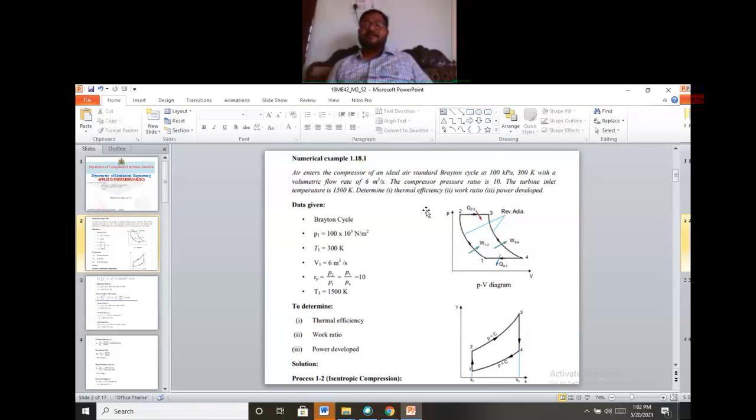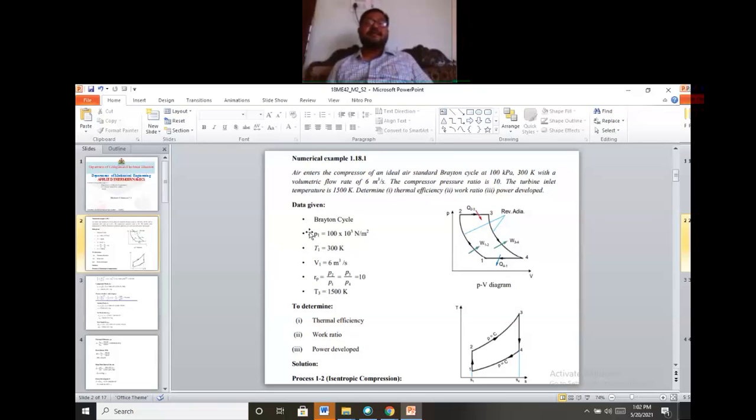I said in the earlier problem also the same thing. You read the statement of the problem twice and then you go on writing the given data with notations. And also, one more important thing I said, for any cycle the PV diagram and TS diagram carry 2 marks. If you write the PV diagram and TS diagram very clearly, then you will be awarded 2 marks in the examination and in the test also.